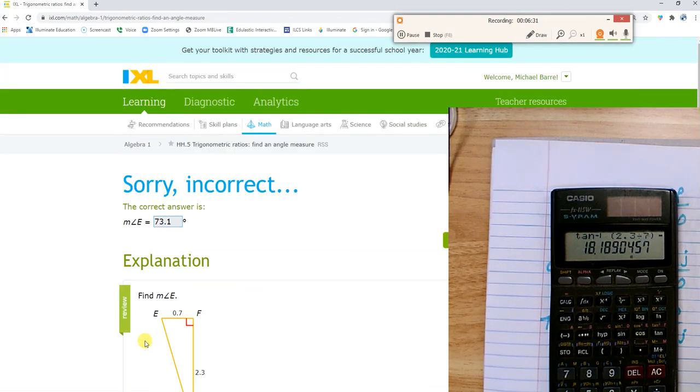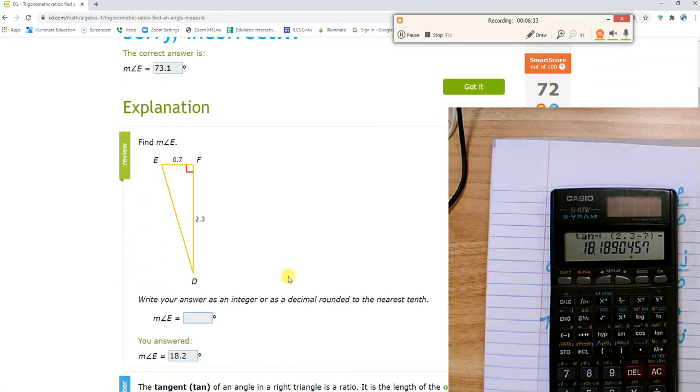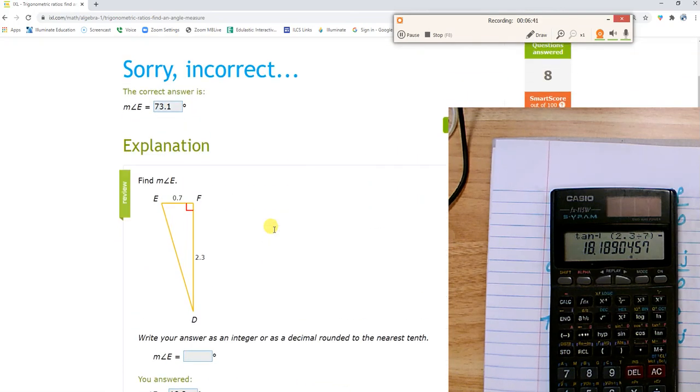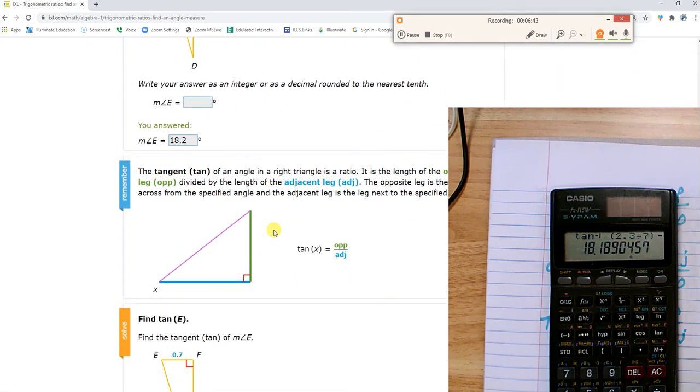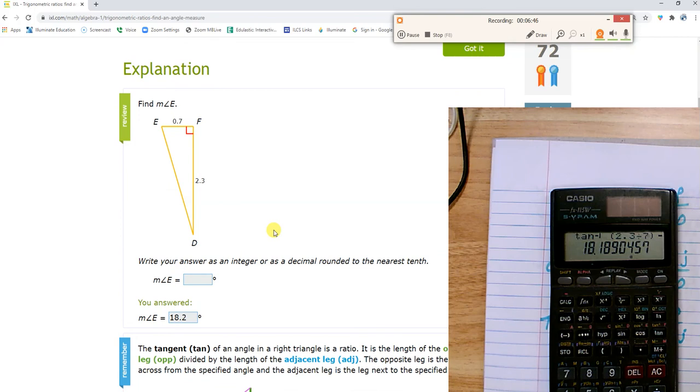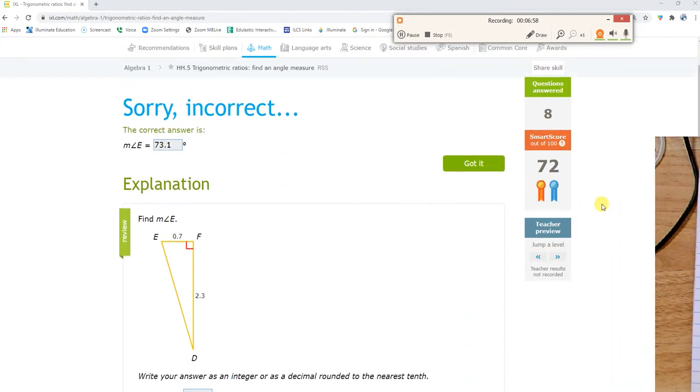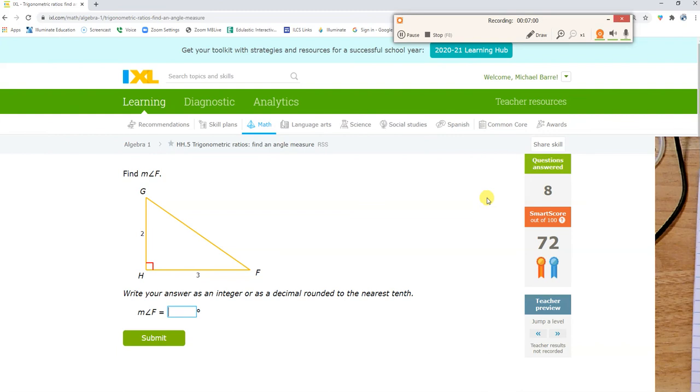What? Tangent. Opposite. Opposite over adjacent. Did I mix it up? Did I get it backwards? No, what I did is, oh, Mr. Barr, it's because I put a 7, not a 0.7. Okay, okay. Still, it's the same idea. Got it. It's going to drop my score.